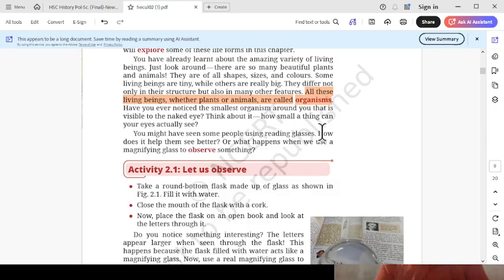Have you ever noticed the smallest organism around you that is visible to the naked eye? What is that living thing that can be seen with the naked eye? Think about it, and how small a thing can your eyes actually see? You might have seen some people using reading glasses. How does it help them see better? What happens when you use a magnifying glass to observe something?